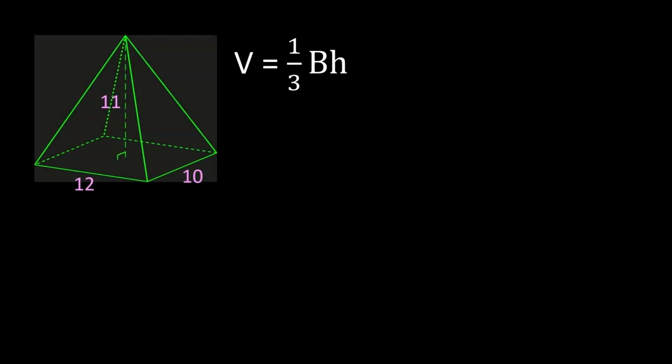To find the volume of the pyramid in this example, we're using the formula volume equals 1/3 times the area of the base times the height. So we have volume equals 1/3. Capital B is the area of the base. And the base of this pyramid is a rectangle. So to find the area of the base, we have to use the formula for the area of a rectangle, which is length times width.